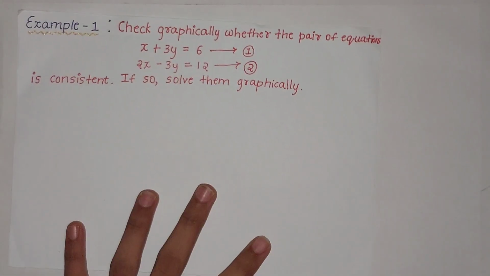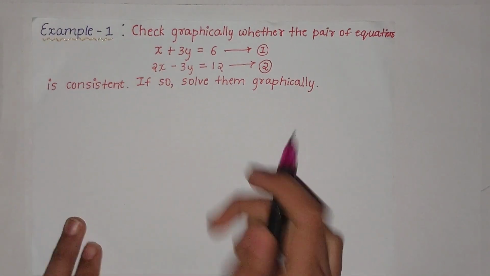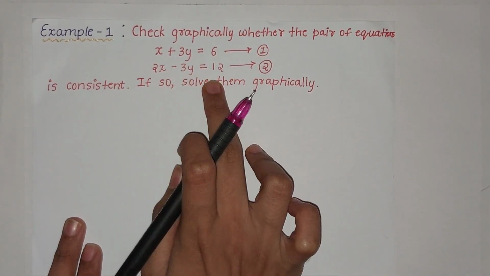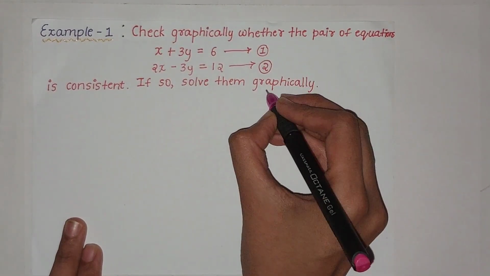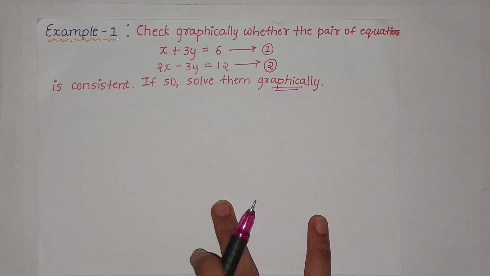So the first question is: check whether the pair of equations x + 3y = 6 and 2x − 3y = 12 is consistent. If so, solve them. We should solve it graphically. So how to solve this?